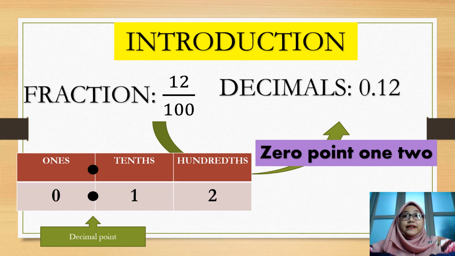So, as for year 3, we learn fraction of 100. So, 12/100, when we convert into decimal, it becomes 0.12. We don't say it as zero point twelve, because 1 is tenths and 2 is hundredths. This is the place value for 0.12.